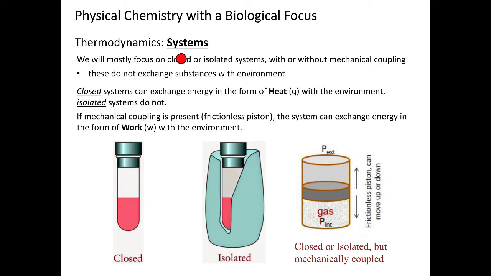We will mostly focus on closed or isolated systems, with or without mechanical coupling. So these do not exchange substances or matter or molecules with the environment. However, closed systems can exchange energy in the form of heat. Isolated systems do not. Mechanical coupling, basically if we have a frictionless piston, if that is present, then the system can exchange energy in the form of work with the environment. What heat and work exactly is and how we define it, that's something that we're going to do not today, but in the following lectures.